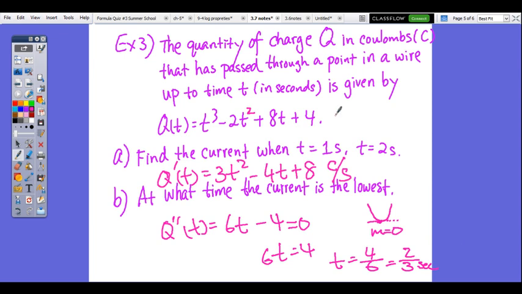So again, the way to find the current at those times is, once you get the first derivative from that charge, in coulombs, you just plug in the time and evaluate it, and then you'll get the current at those times.